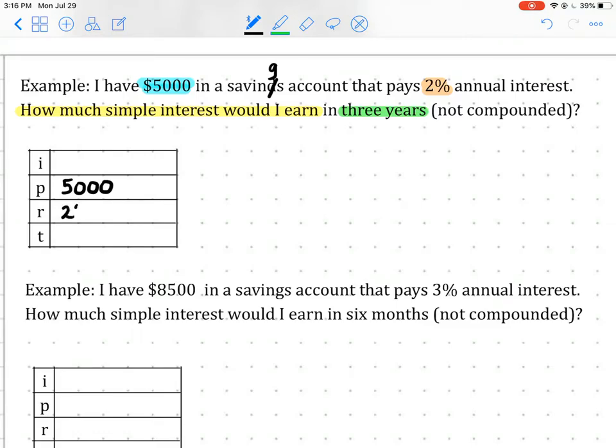2% is the rate, but I have to have that as a decimal. I can't work with it as a percent. And that's why we spent time learning how to change those into decimals and percents. Time is 3. It must be years, and it already is, so we're good to go. And you and I are about to find this information right here, the interest.